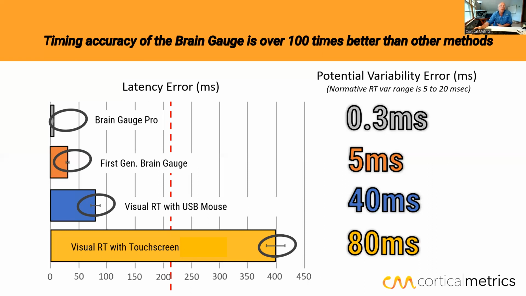If you want to learn more about these errors and the accuracy of the Brain Gauge, then go to the reaction time accuracy talk on the science section.